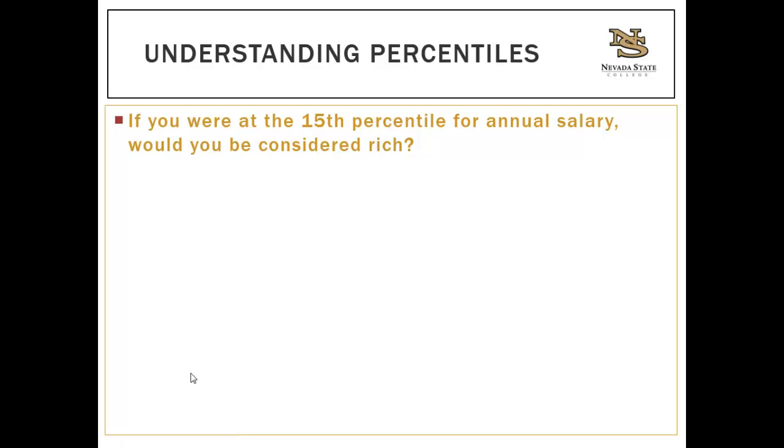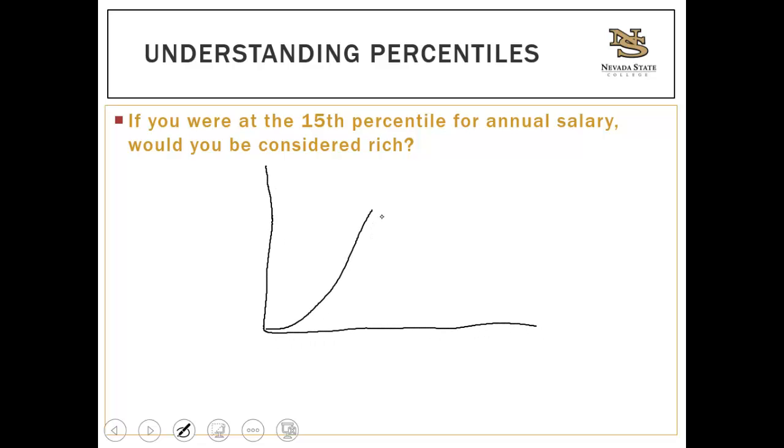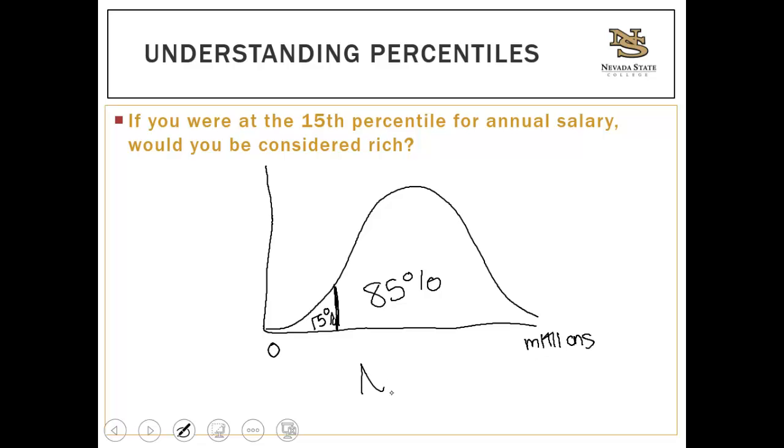All right. What if you were at the 15th percentile for annual salary? Would you be considered rich? Think about this one for a minute. If we drew this distribution, again, we'll assume it's pretty much a normal distribution, starting at no money at all to lots and lots of money. If you were at the 15th percentile, you would be right about here, right? 15% would be below, and then 85% would be above. Would you be considered rich? Not really.